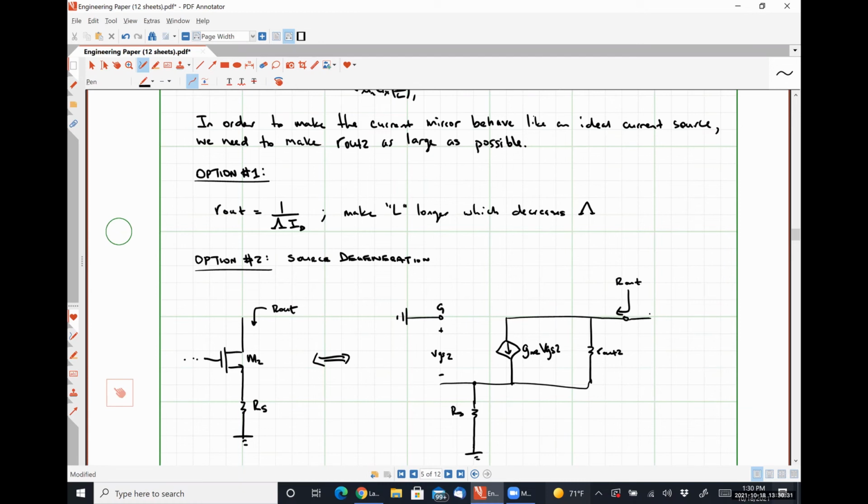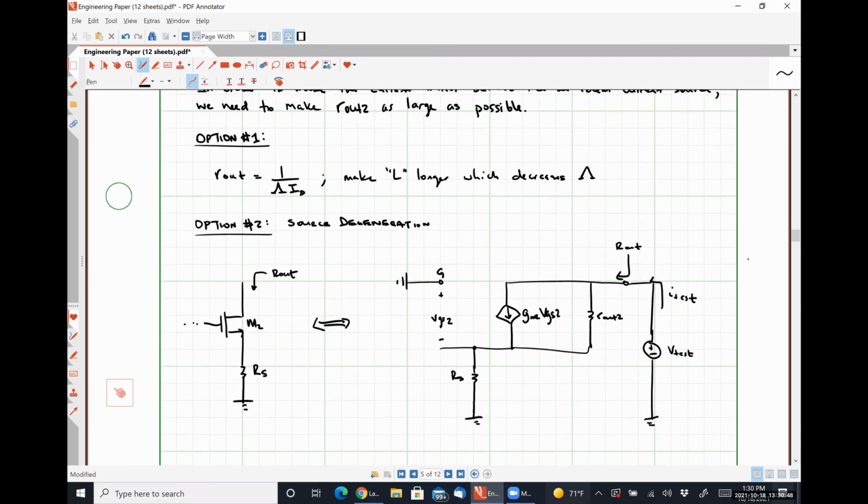So let's apply the test source. Let's call it V-test. We measure this current I test, and our output resistance R out will simply be the ratio of V test over I test, right? Good old Ohm's law.